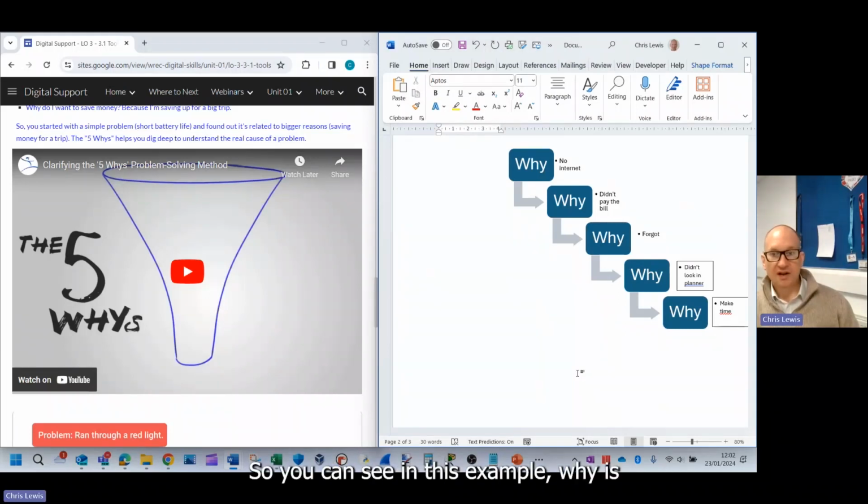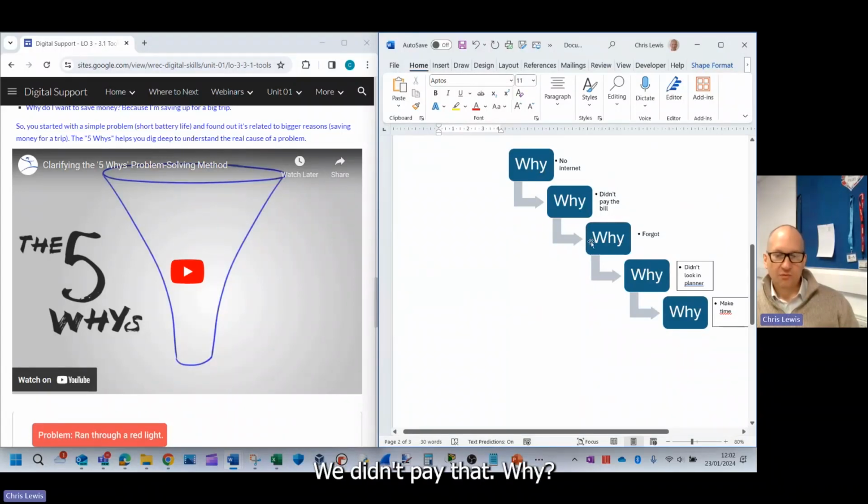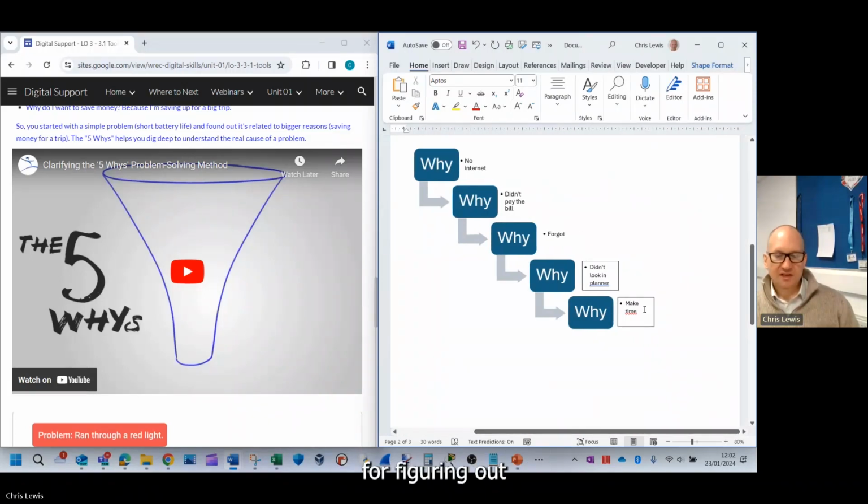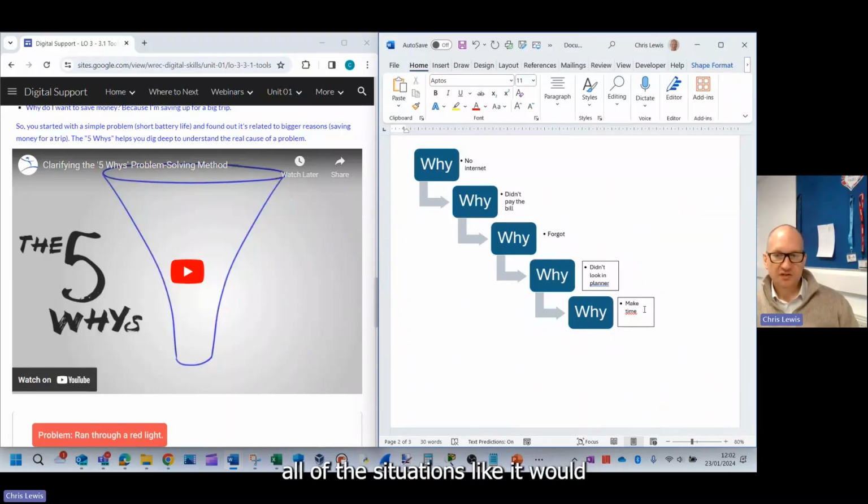So you can see in this example, why is there no internet? Because we didn't pay the bill. Why? Forgot. Why? Didn't look in the planner. Why? I need to make some time. So the 5 whys is really useful for figuring out the root cause of a situation. It doesn't necessarily explore all of the situations like it would in the fishbone diagram.